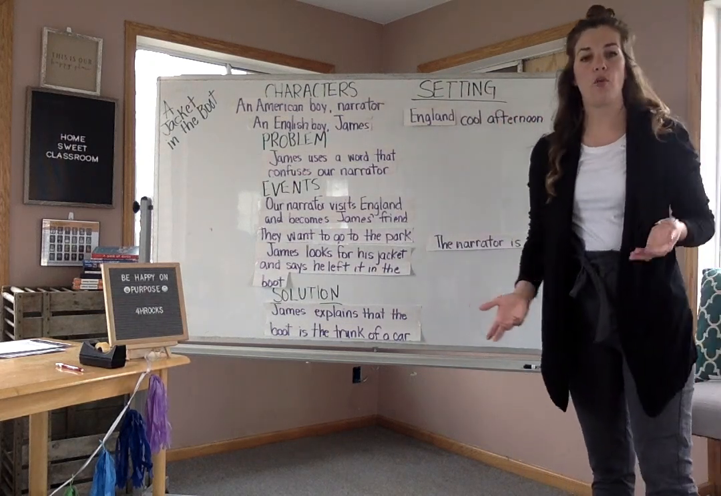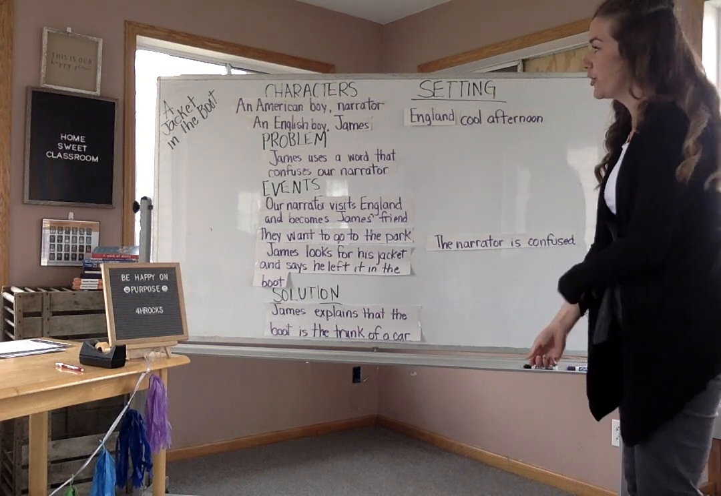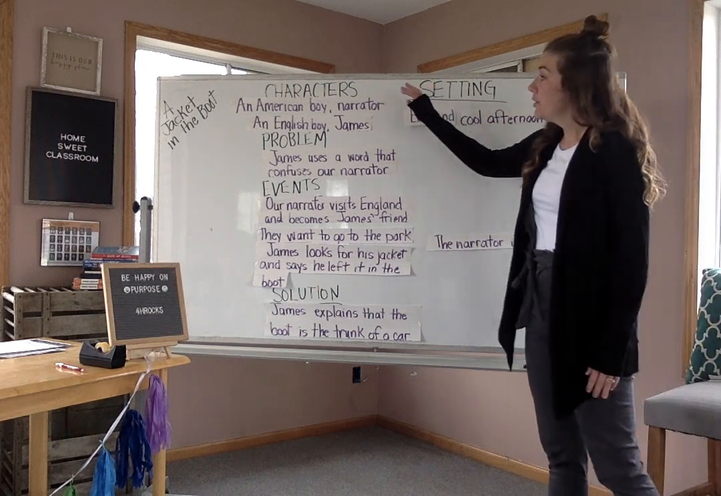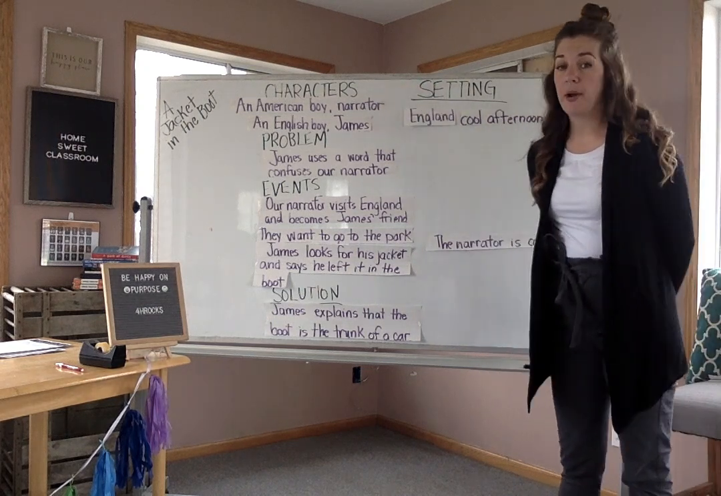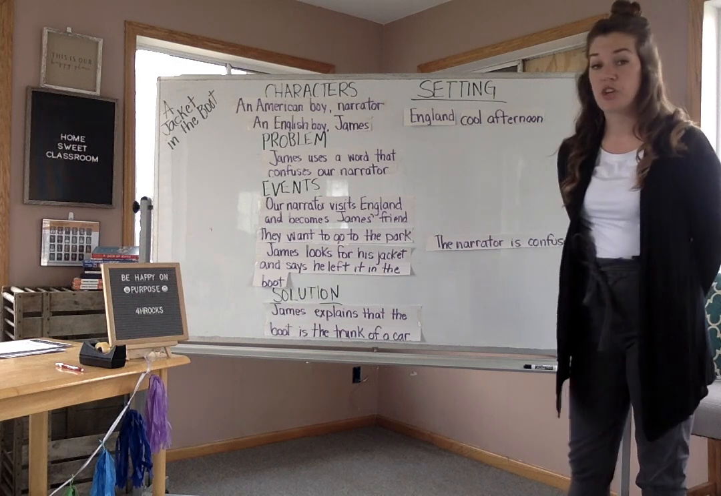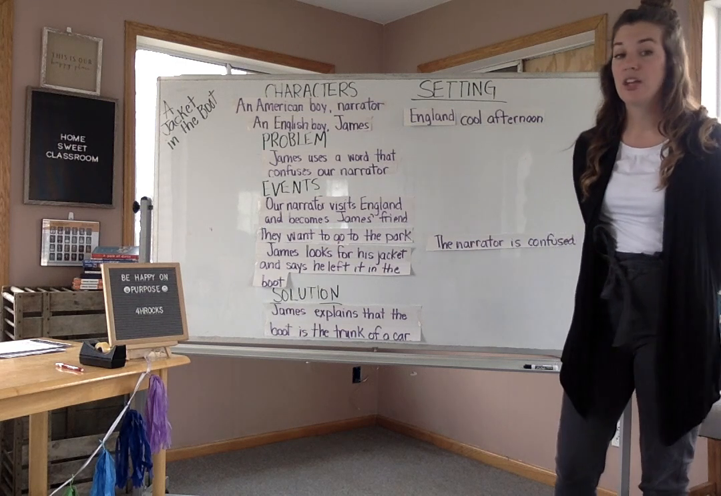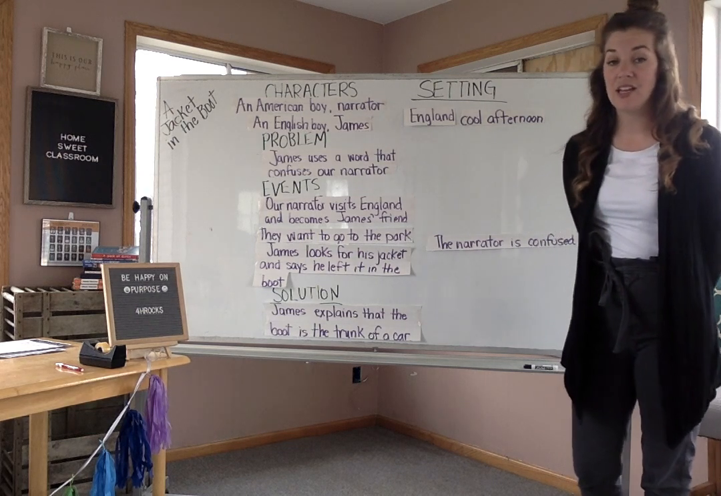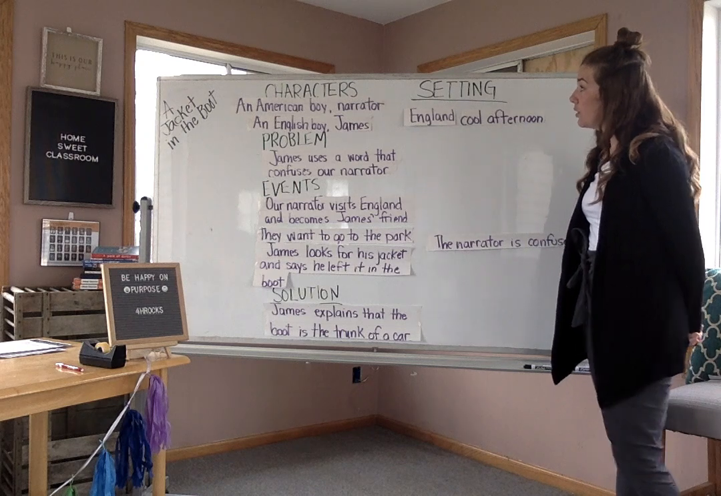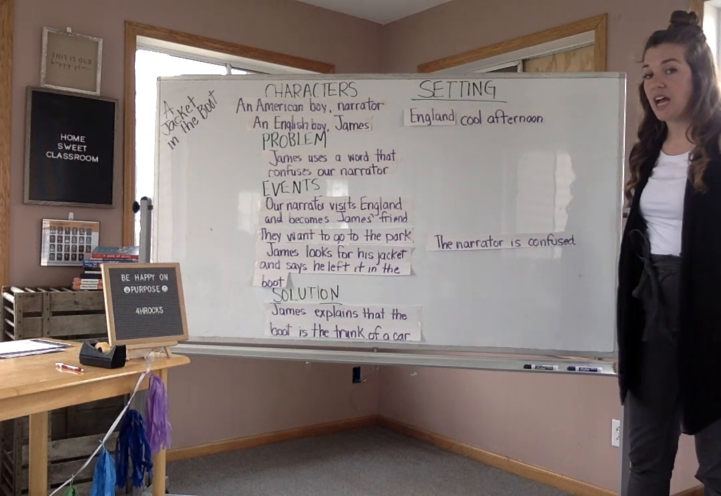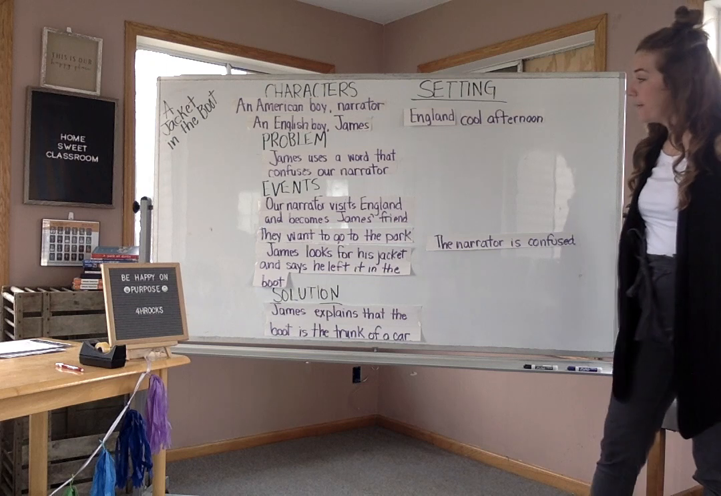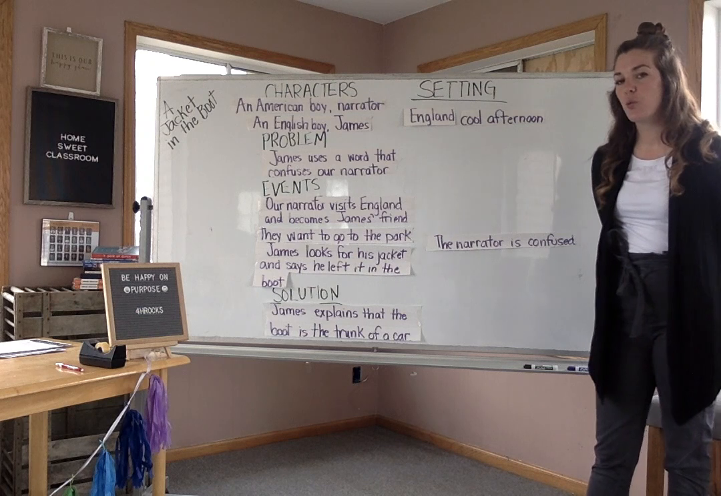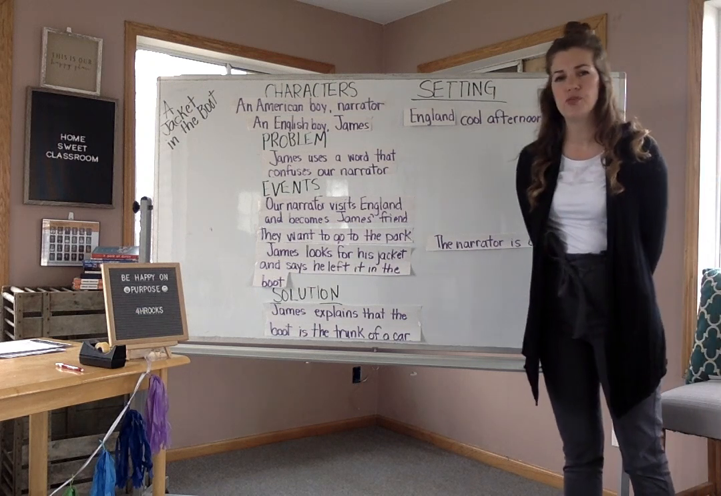So let's go over everything that we've gotten so far to make sure that what you have on your paper is similar to what I have up here. The characters in our story are an American boy, and he is our narrator. He is the character telling the story. We also have an English boy, or a boy from England, and his name is James. The story takes place in England on a cool afternoon. The problem in A Jacket in the Boot is that James uses a word or phrase that really confuses our narrator.